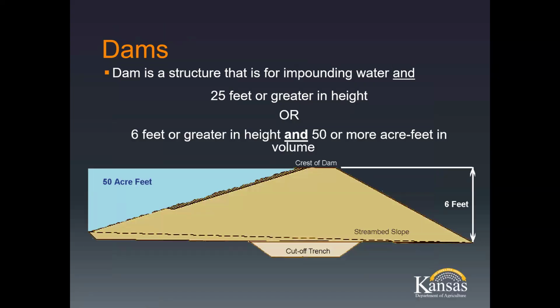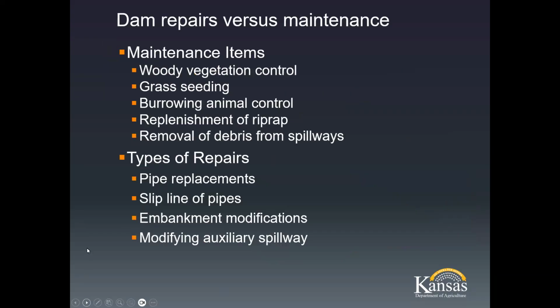A dam per state law is a structure that is for impounding water and is 25 feet or greater in height. And then there's a big or: 6 feet or greater in height and has a volume of 50 or more acre feet behind it. So if a structure meets either one of these definitions, it is defined as a dam in the state of Kansas and is subject to the regulations of the Division of Water Resources.